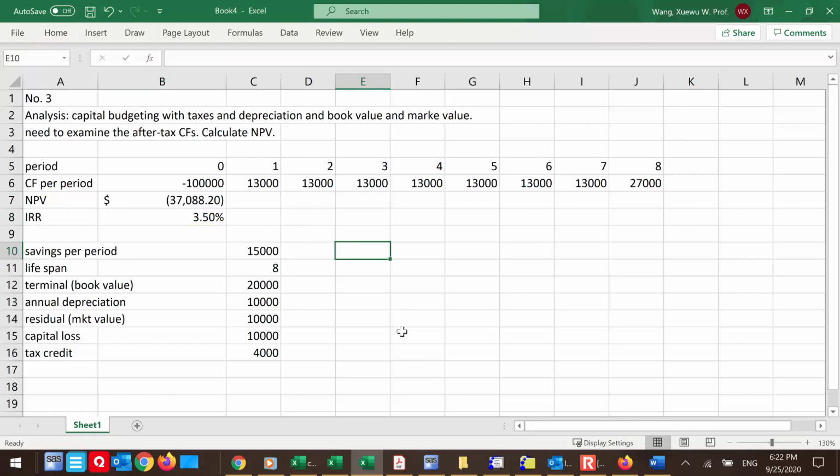So this is really a little confusing to many of you because you have the non-zero book value, you have the non-zero market value, and you have the difference. So if you have a capital gain, you pay tax. If you have a capital loss, you actually have a tax credit. So I hope this is useful. I'll stop the video here.